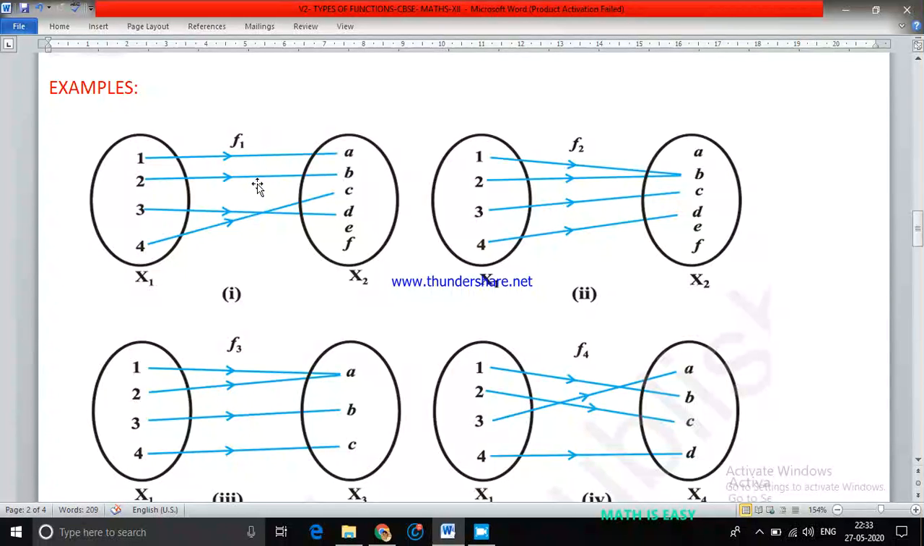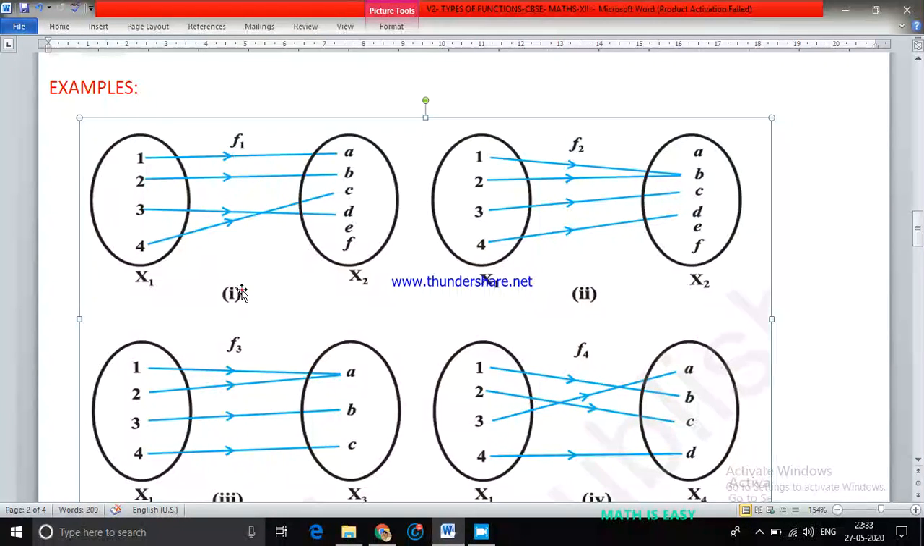First of all, is it a function or not? Yes, these all are functions. Now you have to say whether it is one-one or not. F1, example 1: every element has an image because it is a function, and each image is unique. 1 has the unique image A, 2 has B, 3 has D, and 4 has C. Distinct elements have distinct images.